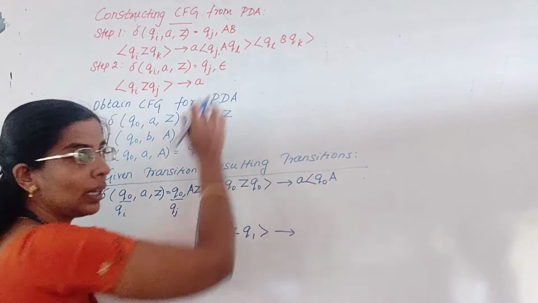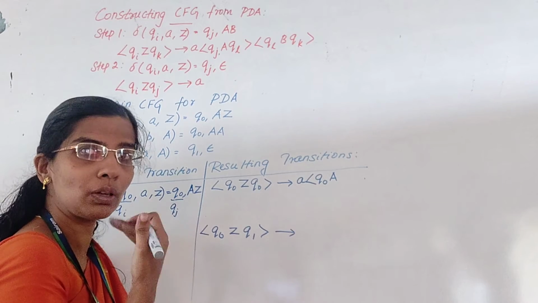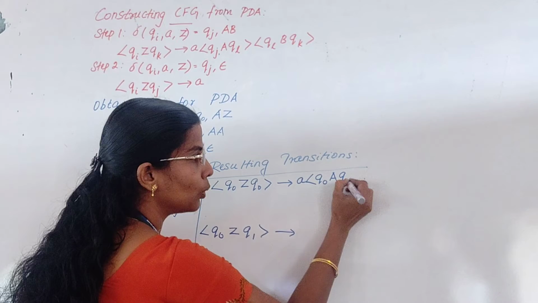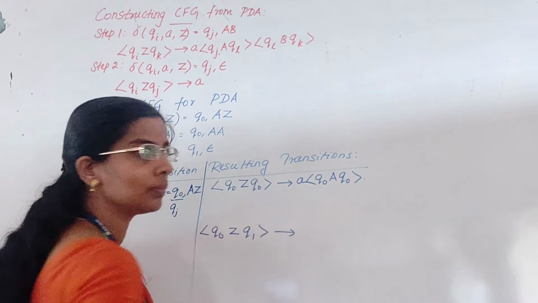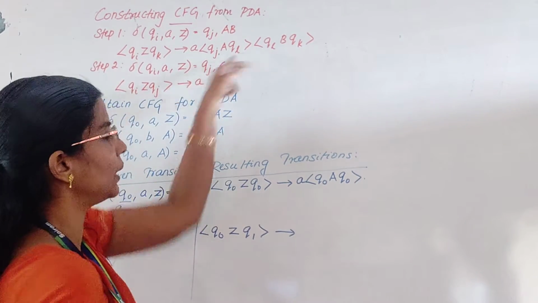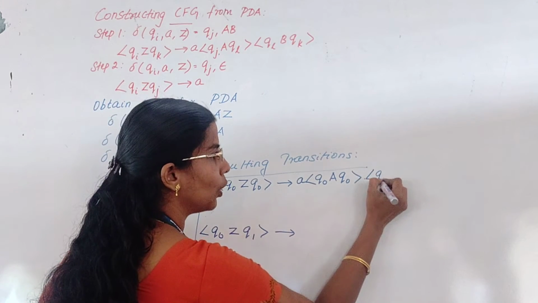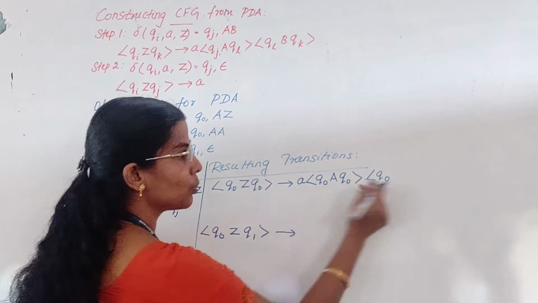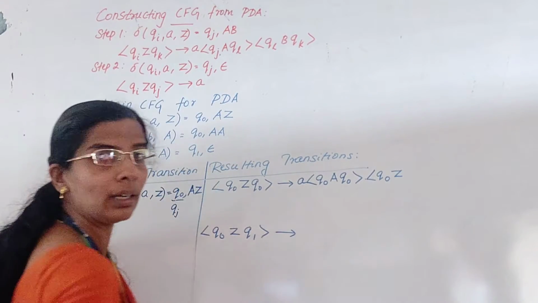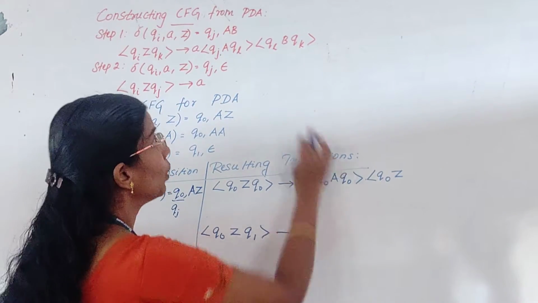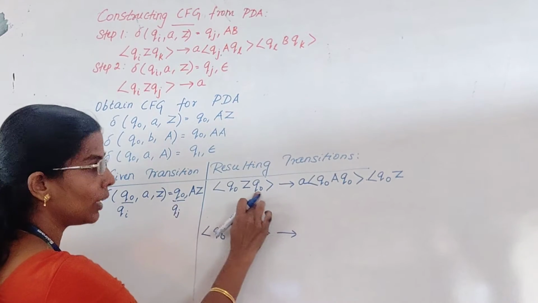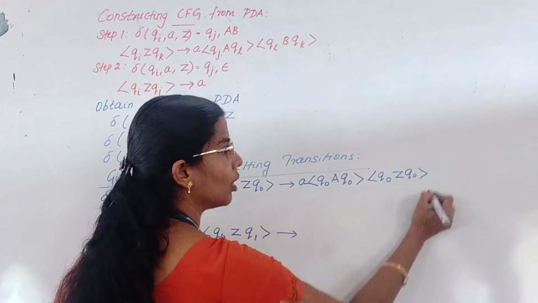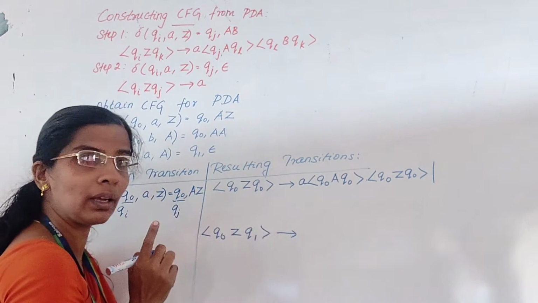And what about this L? I told L also will take all the possible values. So the first possible value is Q naught for L. Now how to complete this? Q naught, it is A Z. So A is over, now I write Z, now K. What is my K value here? Q naught.